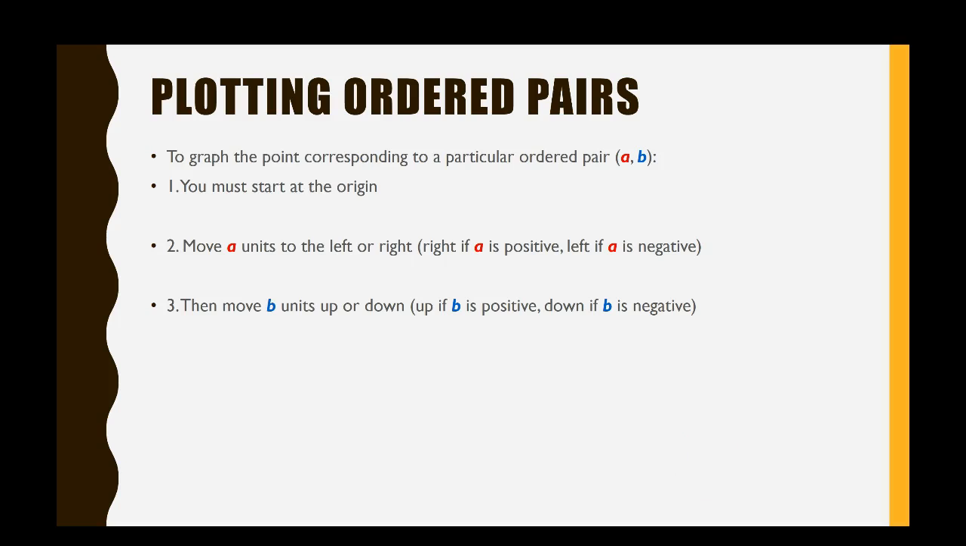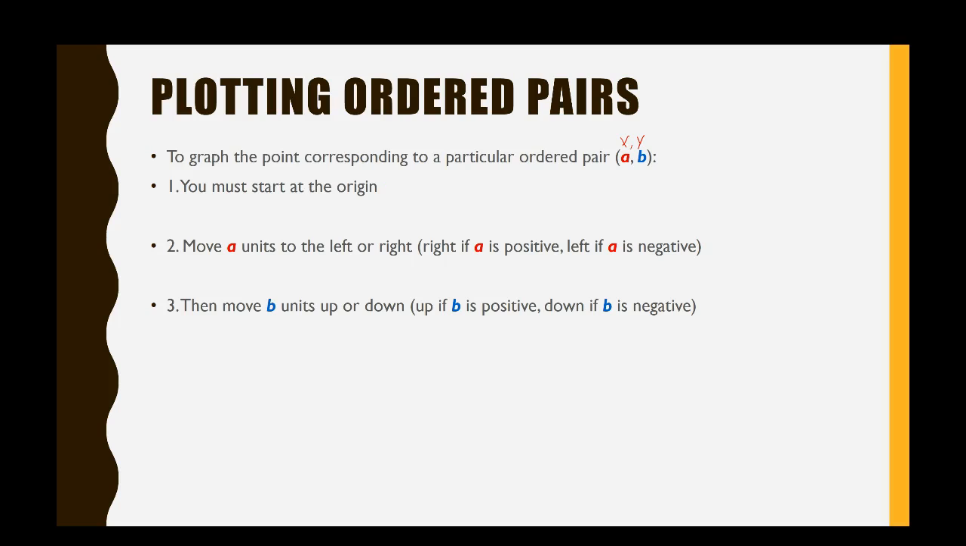Okay, so plotting these ordered pairs. To graph the point corresponding to a particular ordered pair, we have A, B, so we have X, Y. A is a number, positive or negative. B is a number, positive or negative. The first thing you do is you must start at the origin. So think of ordered pairs as directions.